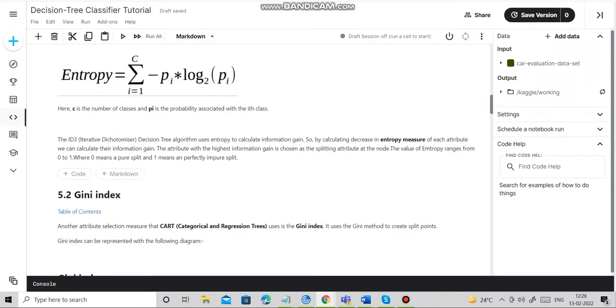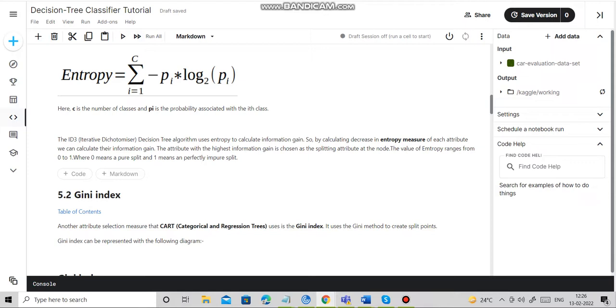So the value of entropy ranges from 0 to 1. So what does 0 mean? 0 means a totally pure split. That means if there are two classes and I have 6 data points, and all of the data points are assigned to a particular class, then it's a pure split.